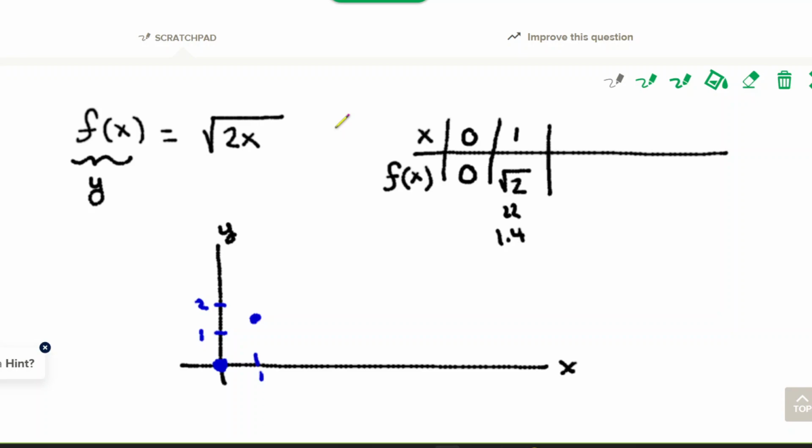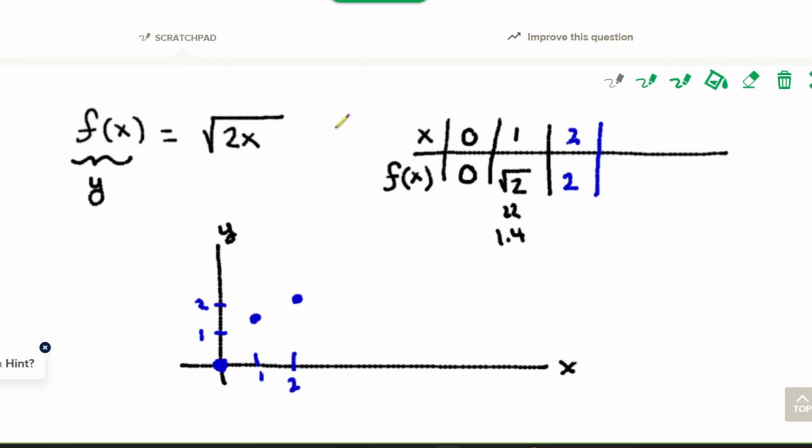Then I'll plug in 2. That'll give me the square root of 4, which is 2. So you have 1, square root of 2, and 2, 2. And just from these 3 points alone, it looks like the graph is not a straight line. So I'll plot some more points. Now, if I were to plug in 3, 2 times 3 is 6, you get the square root of 6, which is something between 2 and 3.